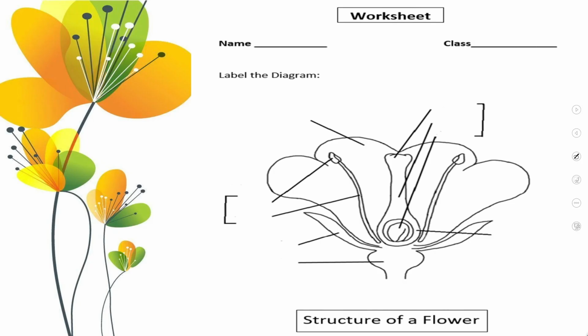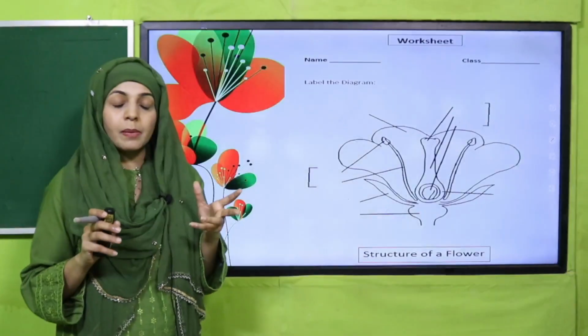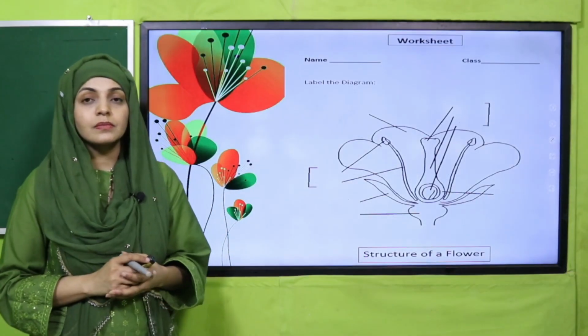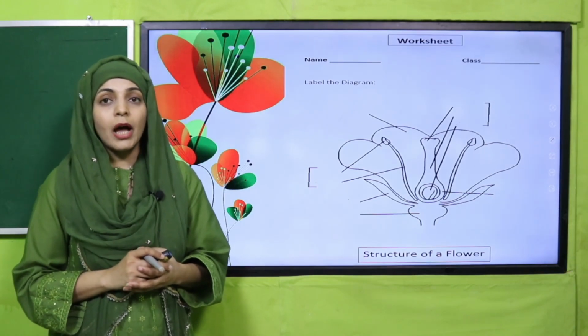For practice, you can download this worksheet from the description box below this video, or you can get it in print form from your teacher. So my dear students, here is an incomplete flower. You have to label different parts of the flower: anther, filament, and what are they collectively called? The sepals, the pedicel, then the ovary, style, stigma, and collectively it is called carpel. So complete it completely, label it, and submit it to your teacher. I hope you have finished it.